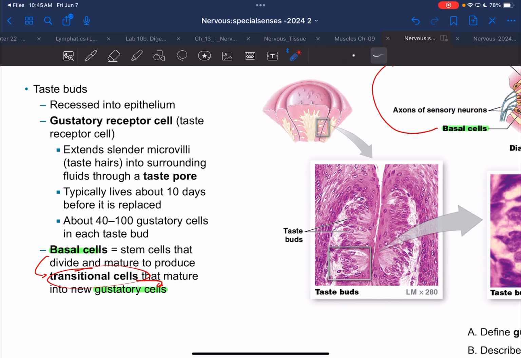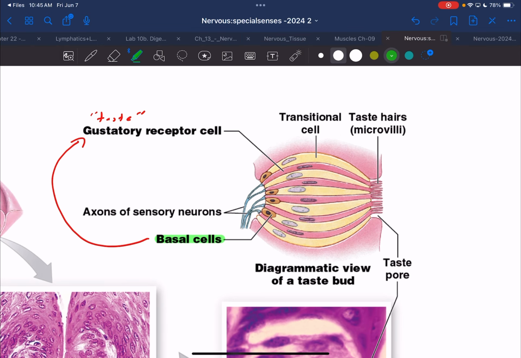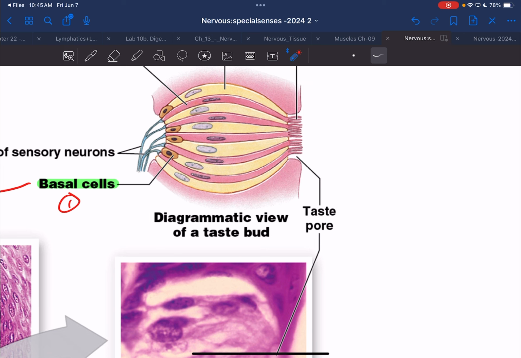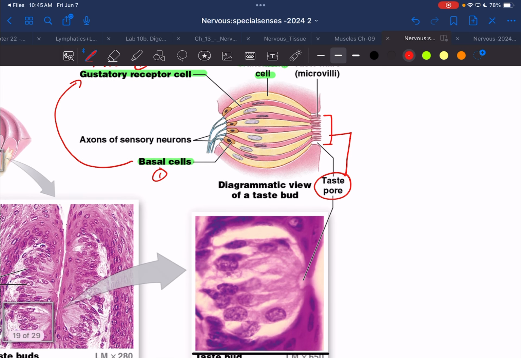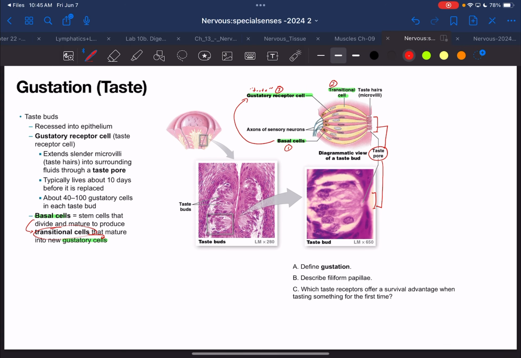The only thing to add that's a little bit different from the last slide, and you can see all three cells: transitional cell, and I will add it in order. Basal cell is the stem cell, 1. They turn into transitional, and then taste receptor cells, 3. The area that gets exposed to the taste molecules, to the food molecules, is going to be your taste pore. And that's all we add here.